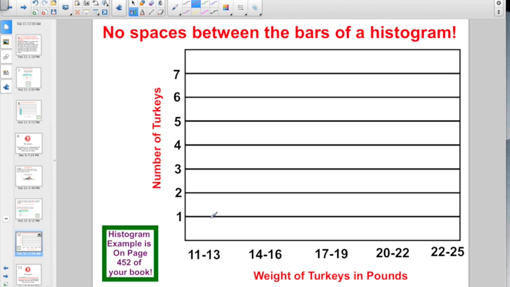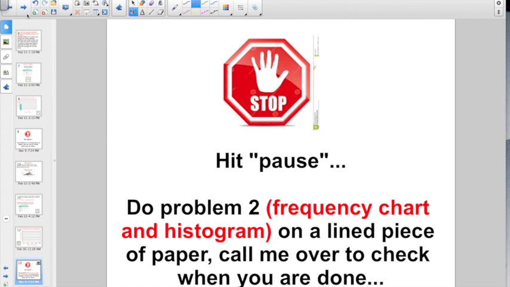Using your nicest, neatest handwriting, hit pause, do problem 2, the frequency chart and histogram, on a lined piece of paper, and call me over to check when you're done.